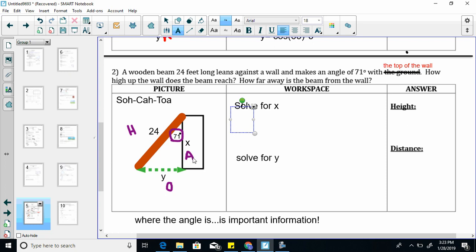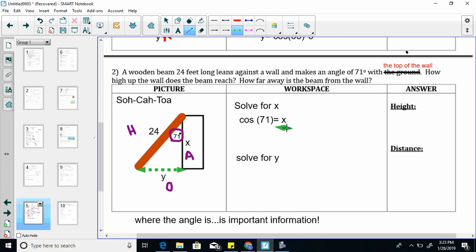And since I'm looking for A, and I have hypotenuse, I'm going to use cosine. So I'm going to take cosine of the angle, 71, and I set it equal to my adjacent over my hypotenuse. Well, my adjacent is X, and my hypotenuse is 24. And if you need to write adjacent over hypotenuse, please do still, if you need to write that out. I can show you what I mean when we do the next one. So I'm going to put this over 1, and this is over 24, because that's my hypotenuse.